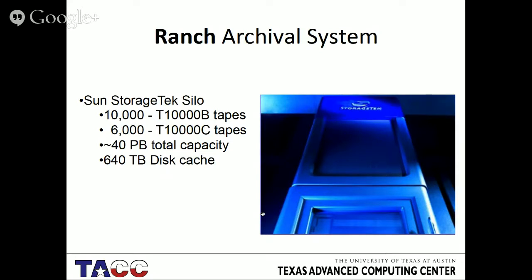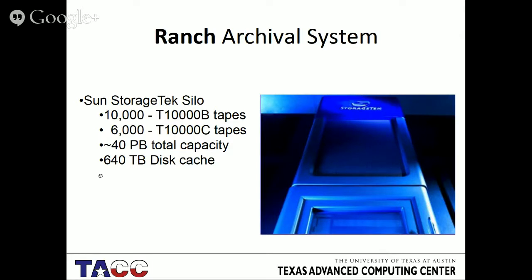And in general, what's wrong is someone's trying to restore hundreds of terabytes of data and the system's congested. I think we have 16 tape drives for Ranch, and sometimes they're all in use. And if you notice, this disk cache, 640 terabytes compared to 40 petabytes of tape, that's not the best ratio. We need to pump that number up.